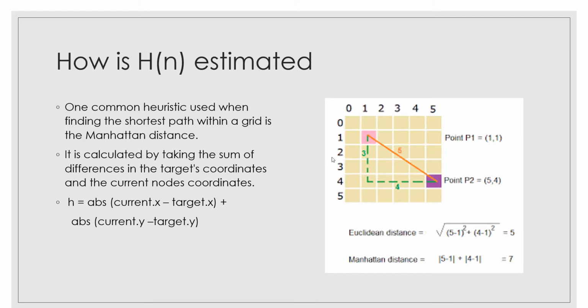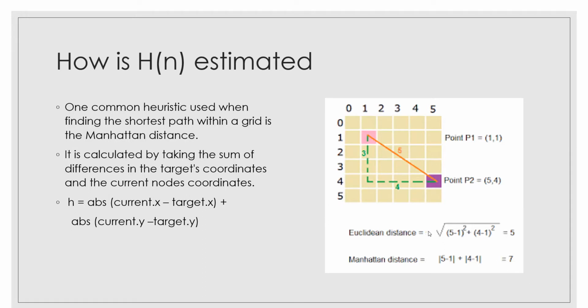So with this formula, you're taking your current node's x coordinate and the target's x, subtracting them, and then adding your current node's y and the target's y, and obviously you're using the absolute value, so there's no negatives. So for this picture, since you're starting at (1, 1) and trying to get to (4, 5), you're doing 5 minus 1 plus 4 minus 1, and that leaves you with 7. So it's estimating the distance as being 7 using this heuristic.